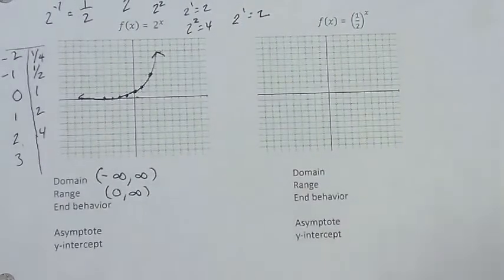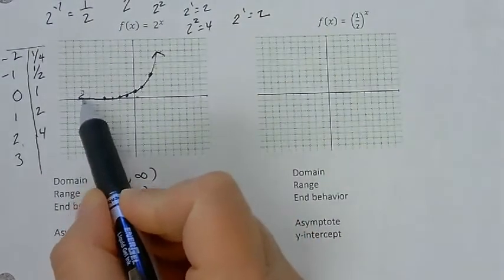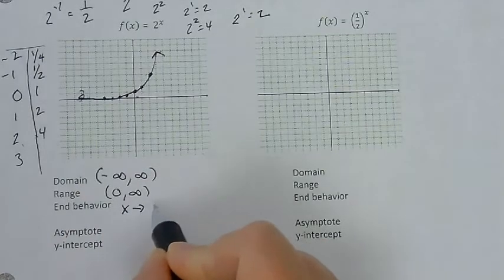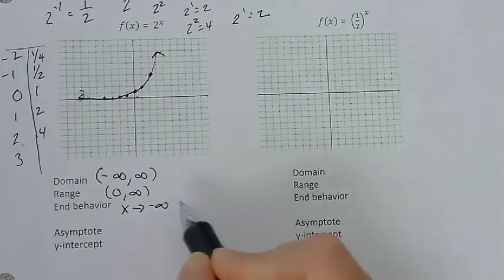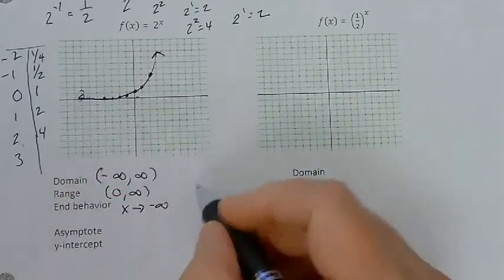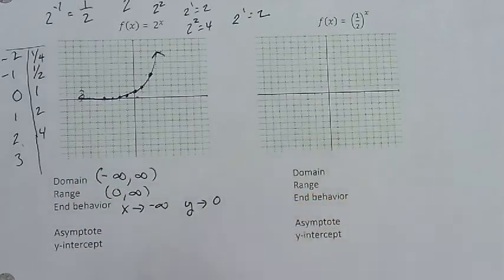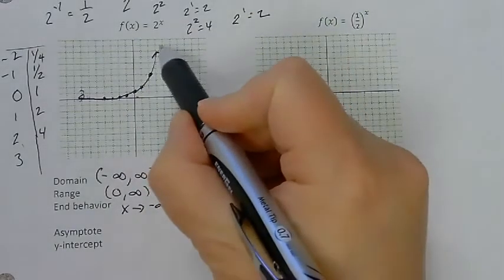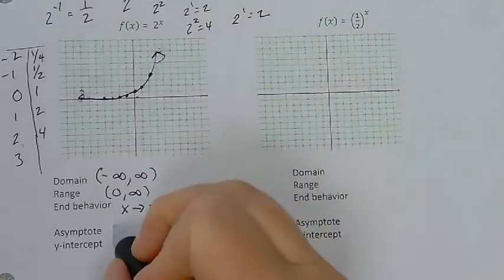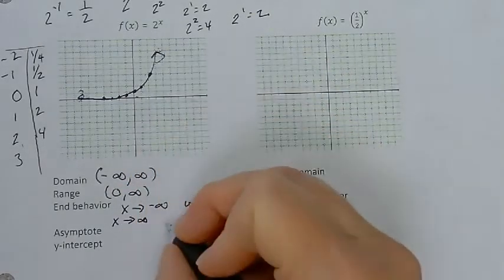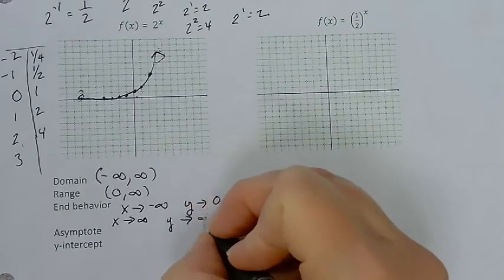Let's think about the end behavior here. This end, x is approaching negative infinity. And when x is approaching negative infinity, y is approaching 0. It's getting closer and closer to 0, but never touches. Let's think about this end. This end, x is approaching infinity, and y is also approaching infinity.